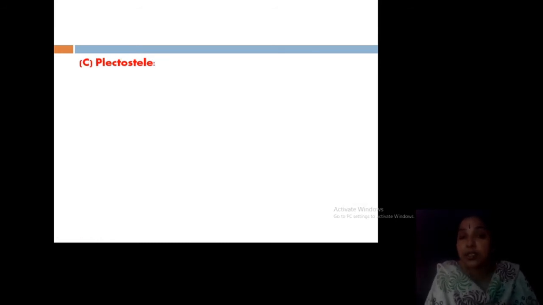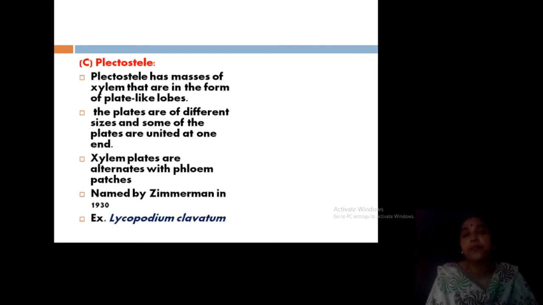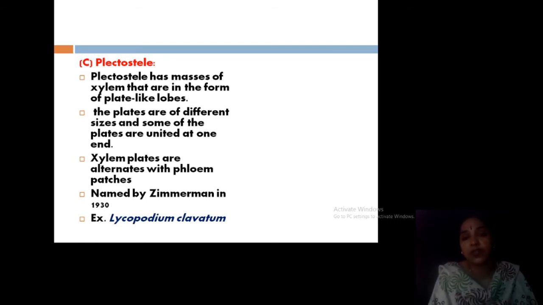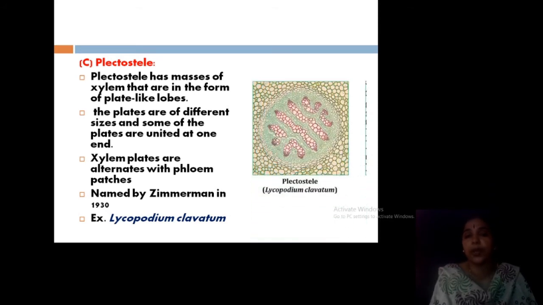Now, next type of protostele is plectostele. What is plectostele? Has masses of xylem in the form of plates. Xylem appear like plate-like lobes. Clear? Different sizes of plates. Okay. Xylem plates alternate with the phloem. Example is Lycopodium. See, these are the xylem appearing as elongated plates. These are the different plates of different sizes.